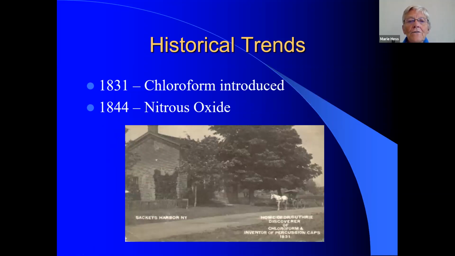In 1831, chloroform was introduced. Now, I don't know if you know, but chloroform was made in Sackett's Harbor, New York, by Samuel Guthrie. You probably have heard the name Guthrie: Guthrie Clinic, Guthrie Building, Guthrie everybody. That's Samuel Guthrie, who lived in Sackett's Harbor.